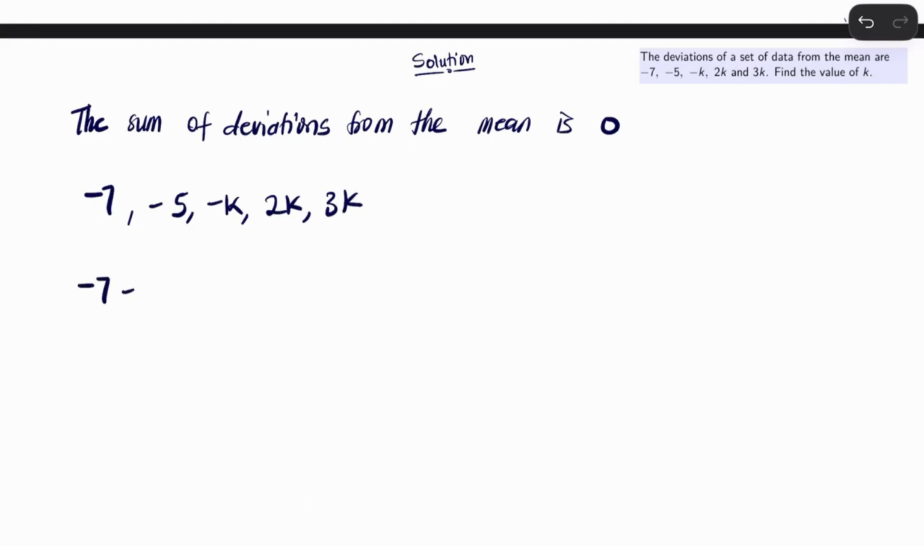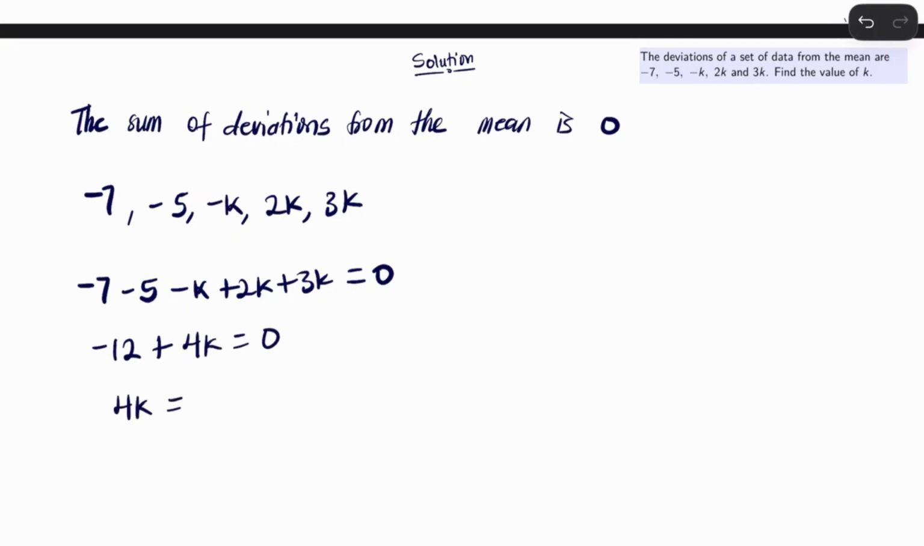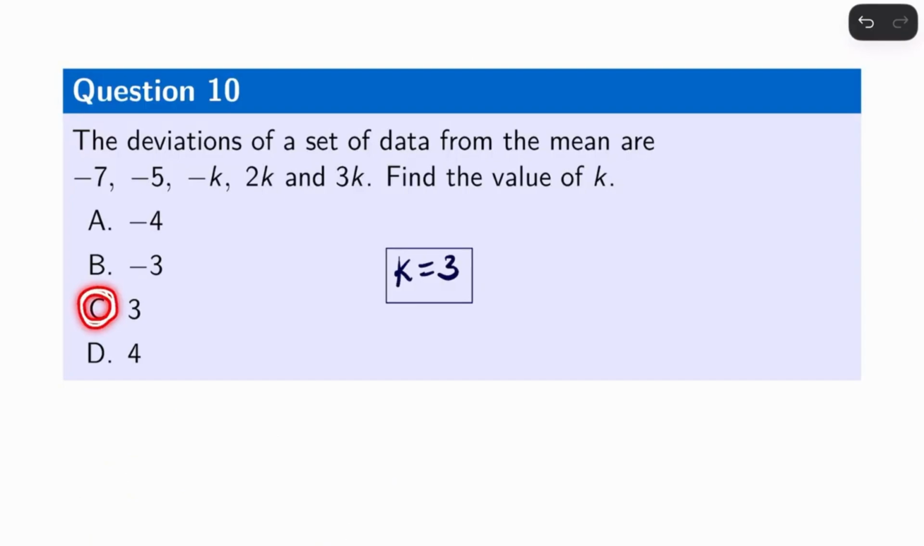That's minus 7 minus 5 minus k plus 2k plus 3k should be equal to 0. Then let's solve for k. So here we are going to have minus 12 plus 4k is equal to 0. Thus 4k is equal to 12. Hence k is equal to 3. And so the value of k is 3. Thus the correct option is option C.